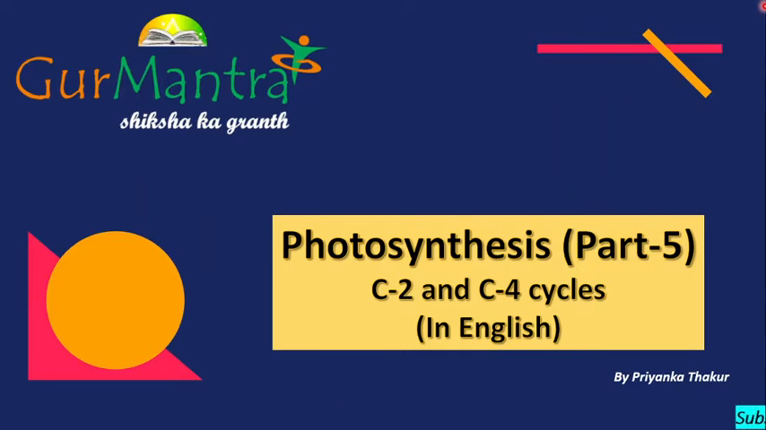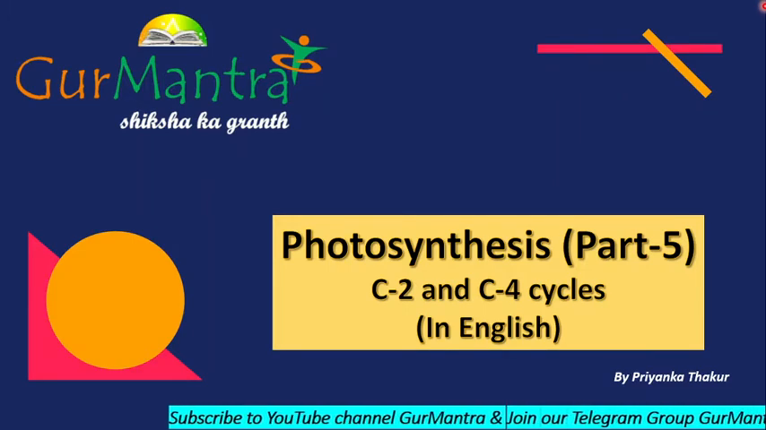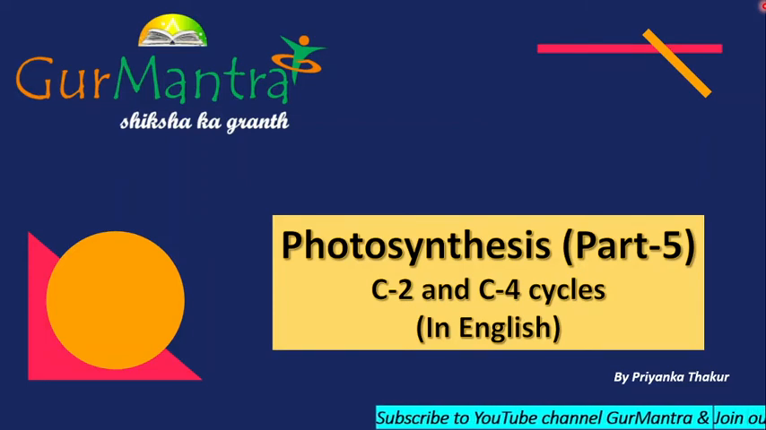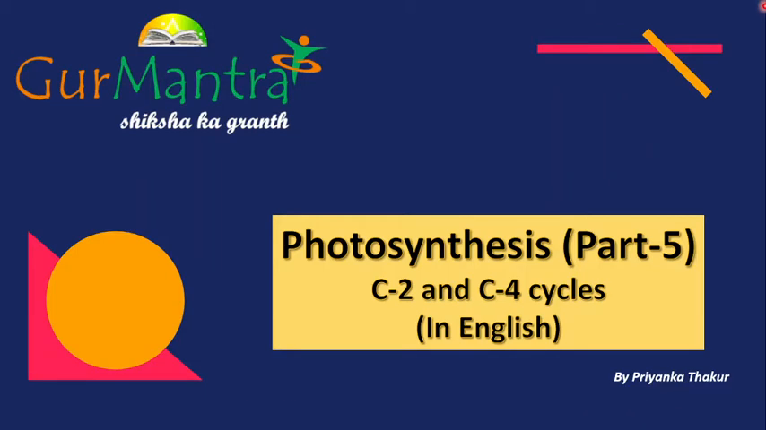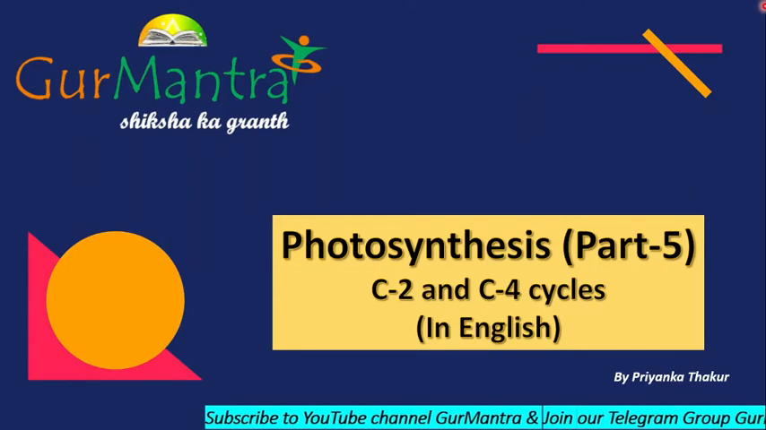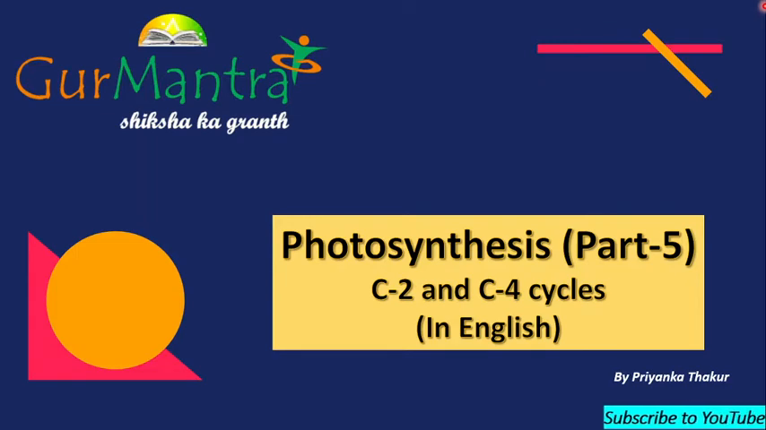It's all your choice, I'm not forcing you to do so. Well, in part 5, we are going to discuss our C2 cycle and C4 cycle, also known as photorespiration, glycolate cycle, and Hatch-Slack cycle, respectively. In the next video, I think it's going to be the last part of photosynthesis. In that part, you will get to know the difference between the C3, C4 and CAM cycles. Along with that, you will be solving some MCQs, so stay tuned.